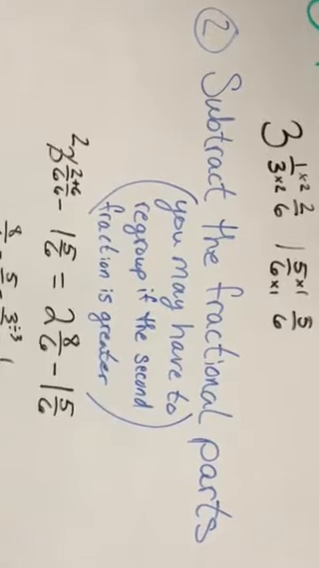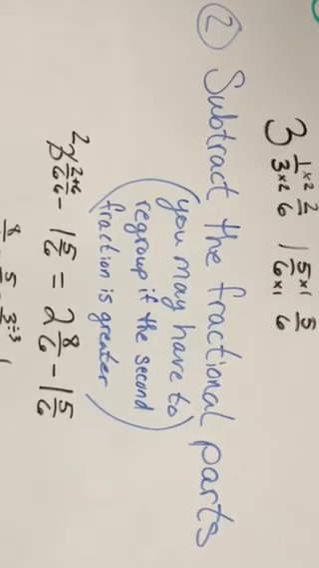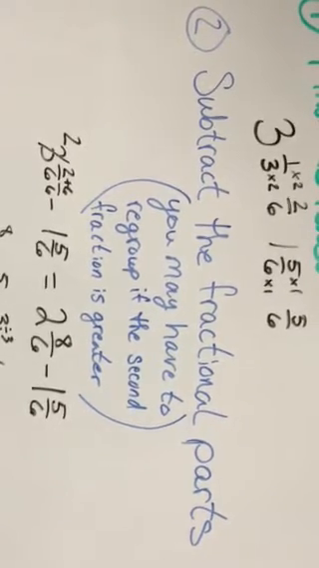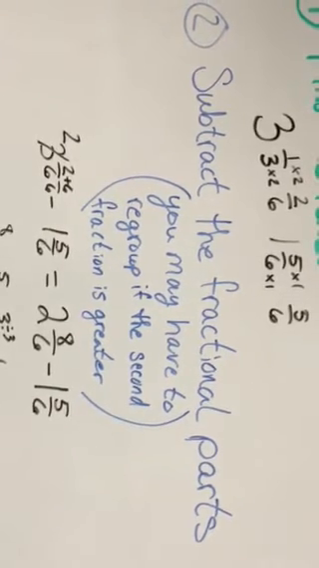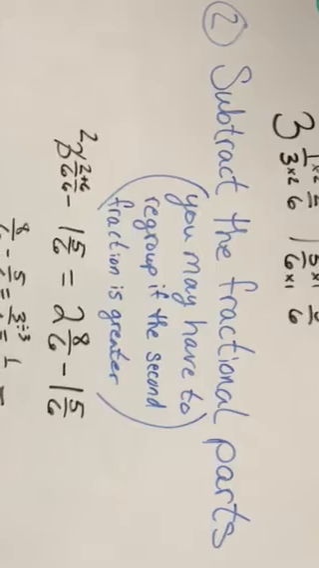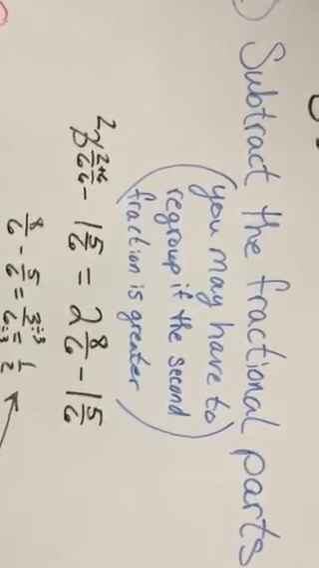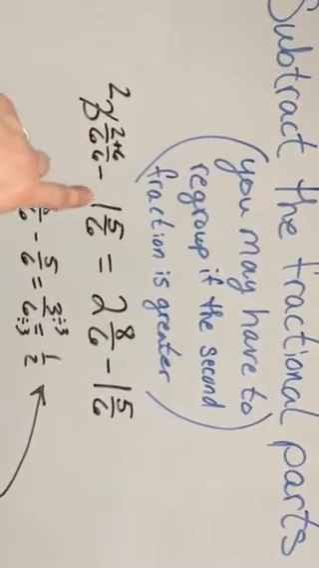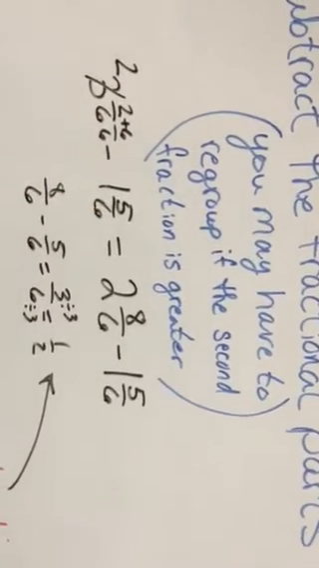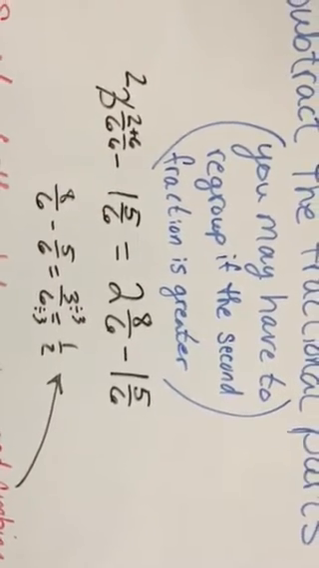Now for step 2, we're going to subtract the fractional parts. And I have this little message in here. You may have to regroup if the second fraction is greater. And in fact, in this one, we're going to have to do that. If you look at that, I had 2/6 as the fractional parts. There was 2/6 minus 5/6. I can't take 5 away from 2, so I need to regroup.